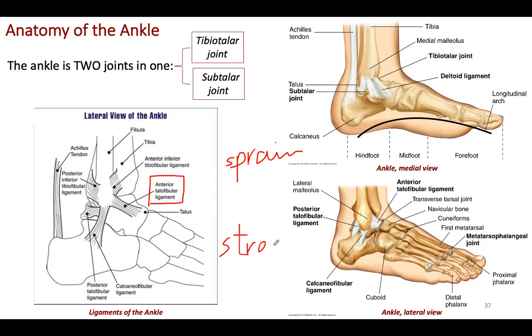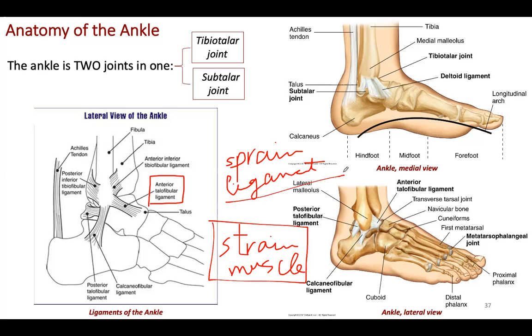We sprain a ligament. So sprain is a ligament injury, and we strain a muscle. Okay. So strain is a muscle term. Sprain is a ligament term. Injury to a ligament is called sprain. Injury to a muscle is strain.